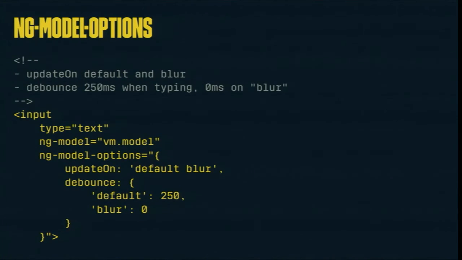What we can specify here is we want to update the model on the default event, which is just a user typing, or a blur event. And the special part here, you can see the debounce at the bottom. So every 250 milliseconds, which is what the 250 corresponds to, we're then going to go and update the Angular model. It's going to force a digest, and we're going to save a load of UI resources. The blur event is going to execute immediately, 0 milliseconds.